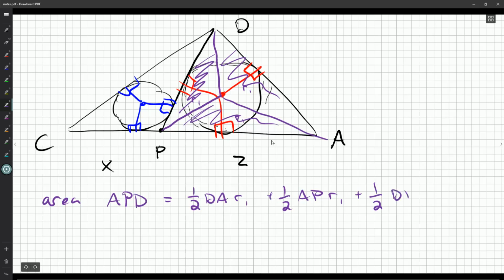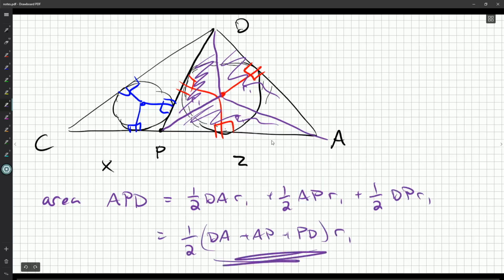So that's 1/2 PD R1, which is better expressed as 1/2 times DA plus AP plus PD, times R1. But this part here is the perimeter. Dividing it by 2 is what's known as the semi-perimeter. Okay? So this gives me one way to express the area here. And it's a nice multiplicative statement. I'm multiplying R1. So if I could get an area for CPD, maybe make a nice ratio here, that might be in some way helpful.